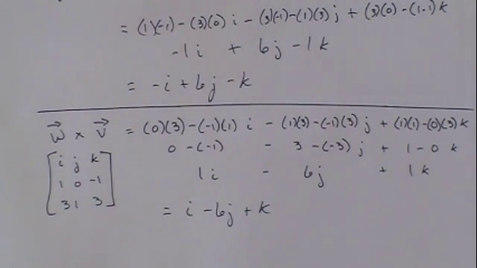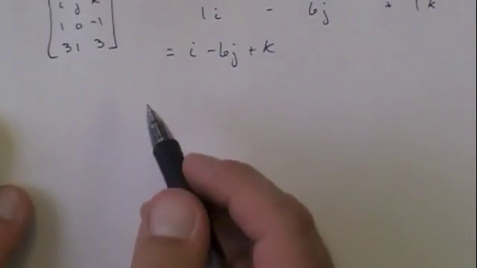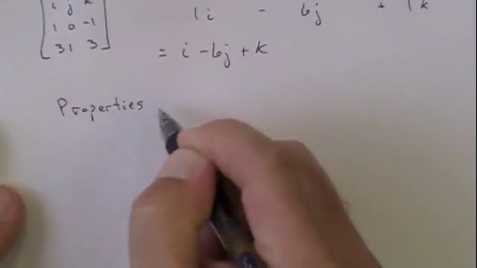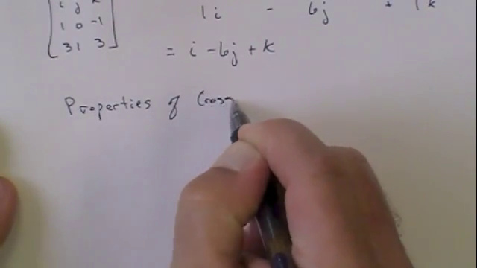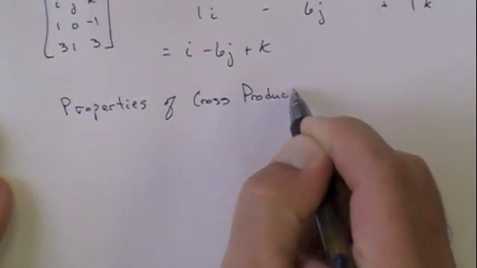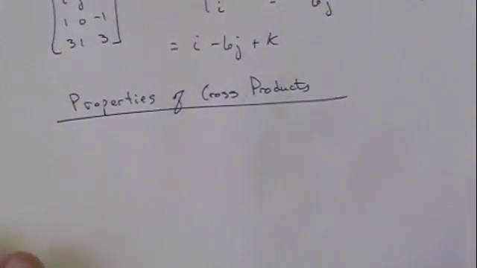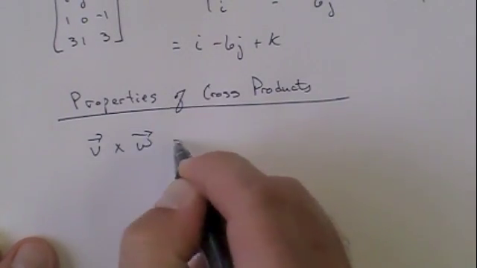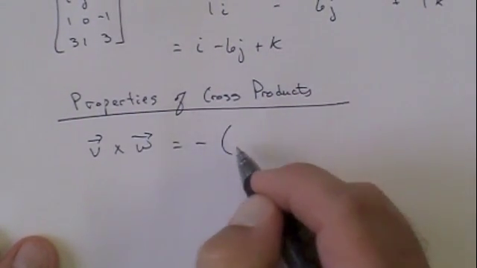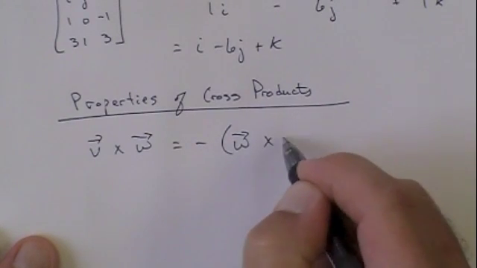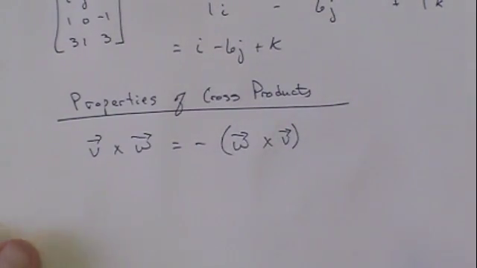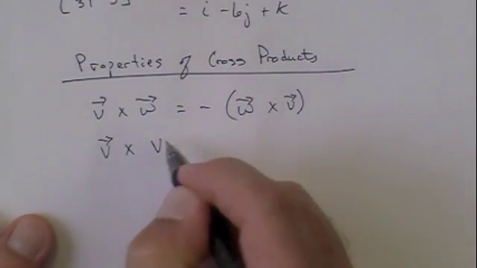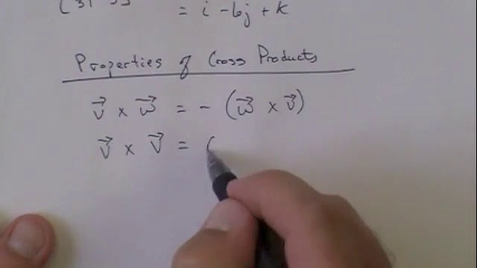So that's one of the properties that we're going to talk about, when you look at the properties of cross products, that if we have vector v and we're taking the cross product with vector w, that's going to be equal to the opposite of vector w cross product with vector v. Also, if we take a vector and we take the cross product with itself, that'll equal 0.